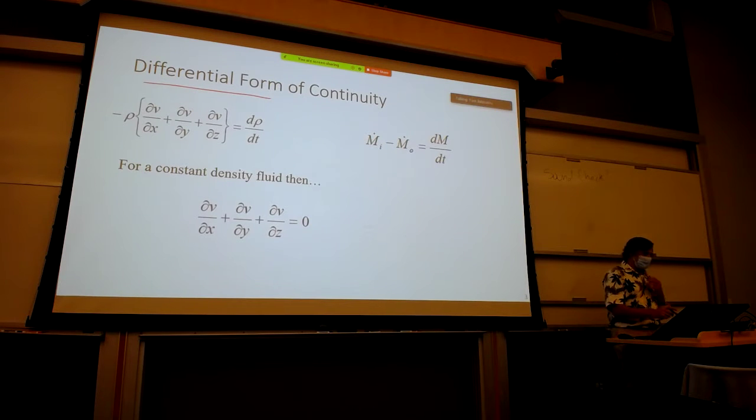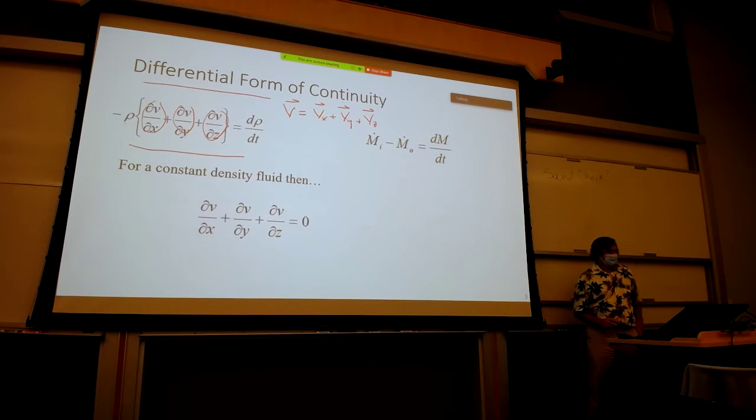But in the differential form, you get this equation that basically says the density times the spatial change of velocity. So when we say velocity, velocity is a vector. And it's going to have, just like acceleration, components in the x, y, and z directions. And so what the differential form is saying is that the change of velocity in each of the directions times the density is equal to the time rate of change of density.